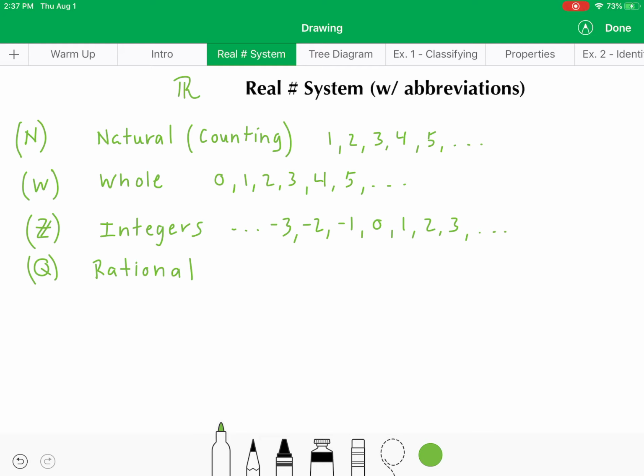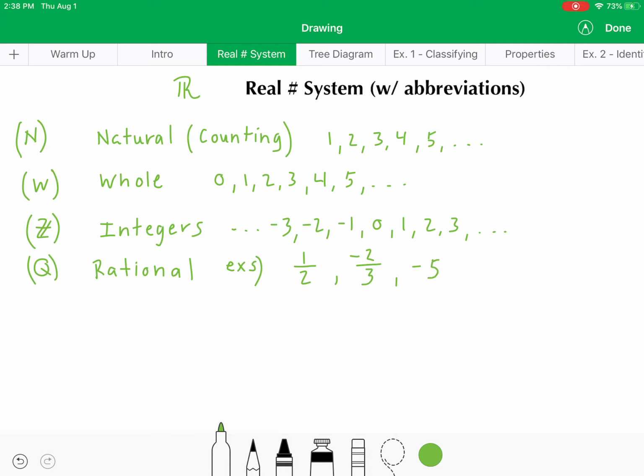So let's give you a few examples here. All right. 1/2. 1 is an integer, 2 is an integer. 1 divided by 2 is a fraction of two integers. So it would be rational. -2/3. -2 is an integer, 3 is an integer. -2 divided by 3 is a fraction of two integers.